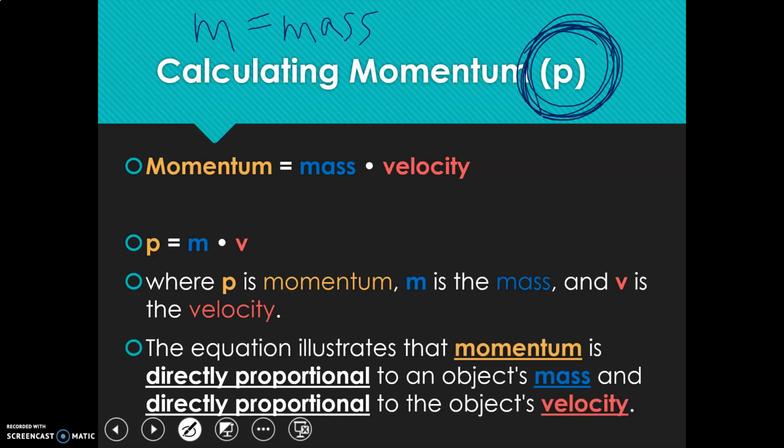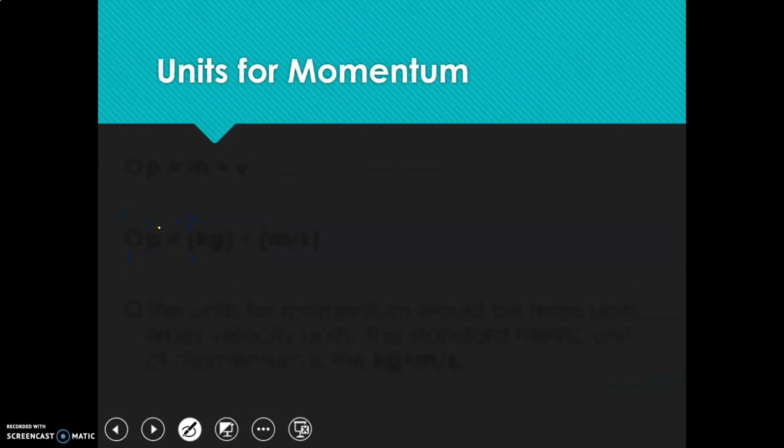This equation definitely illustrates that momentum is directly proportional to an object's mass, meaning if you increase the mass, you're going to increase the momentum. Or if you increase the velocity, it's going to increase the momentum. So momentum is directly proportional to the object's mass and velocity. If you increase the mass, you increase the momentum. On the other hand, if you decrease the mass, you take away some parts of the object, it's going to decrease the momentum that the object has.